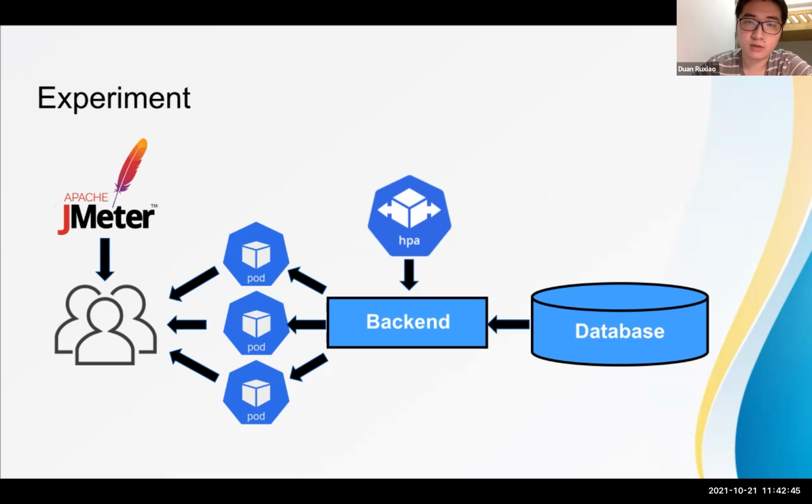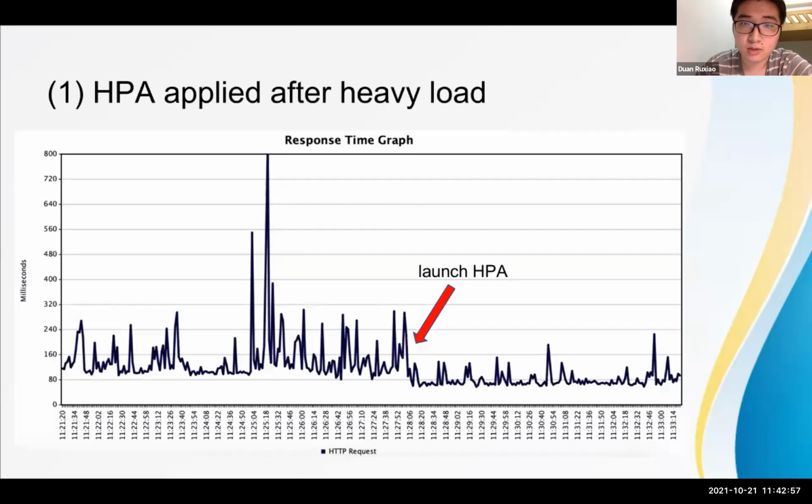But if we have a mechanism like HPA, HPA will detect the increase of CPU utilization, and then it will generate new pods to handle this new traffic. So you can see here, the response time is measured using JMeter. And in this case, HPA is launched after the heavy load. In the beginning, the load is set at a relatively high level. Maybe many visitors are visiting the website.